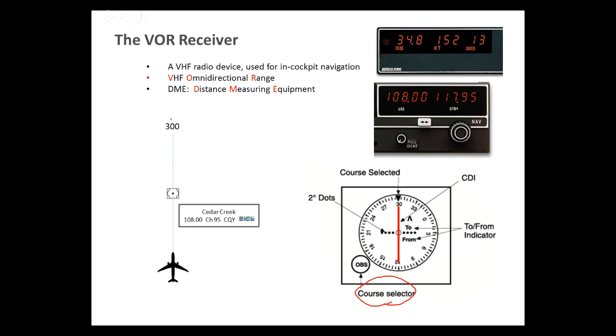Yeah, exactly. The only influence that you can have on this gauge is through the course selector, regardless of what heading you fly. So it's how you set it. It's how you set it, correct. This gauge does not turn with the airplane. It stays on the 300. In this example, it stays on 300 until someone physically turns this dial right here.